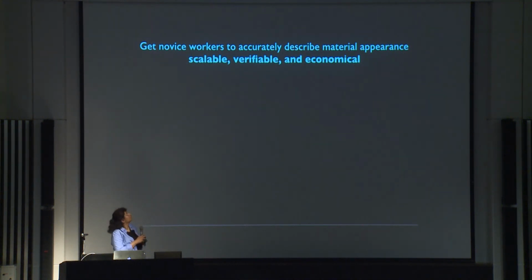Okay, so our challenge here is get novice workers to accurately describe material appearance, but particularly we want to have a scalable approach so that we can get 100,000 materials. We want it to be verifiable. It has to be of good quality. I mean, getting 100,000 pieces of garbage is a whole lot of garbage, but it's not useful. And because we're paying people, it has to be economical to scale. We can't afford to pay $10 per material, because that'll break the bank when you get to 100,000 materials, for example.